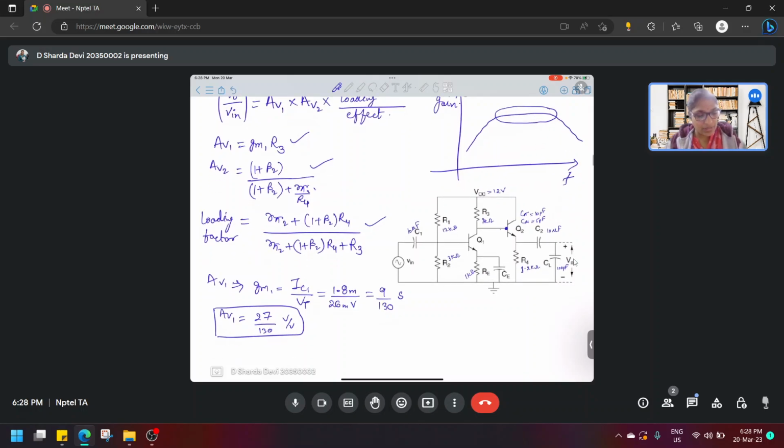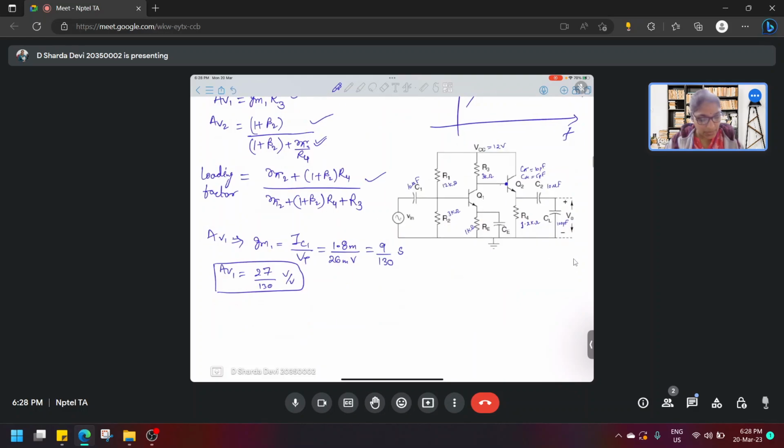We need to find this R pi. How do we find R pi? R pi is beta upon GM, so beta 2 upon GM2. For this we need to find GM2 first. GM2 is again IC2 by VT. IC2, how much was IC2?